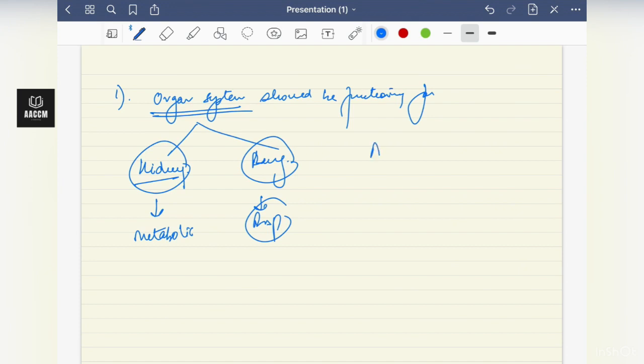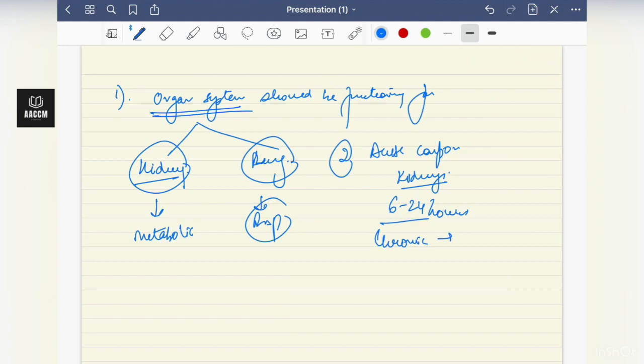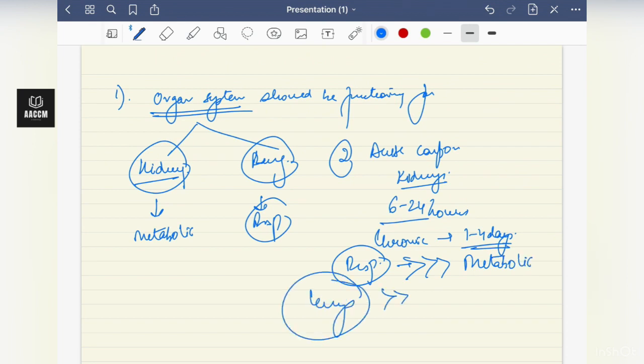Okay, coming to the second point, the acute compensation by the kidneys occurs faster, that is, it takes 6 to 24 hours, while the chronic compensation by the kidneys takes days, that is 1 to 4 days. On the contrary, the respiratory compensation is much faster than your metabolic compensation. So any compensation occurring through the lungs is much faster than the kidneys. Okay, so first was the organ system should function properly. The second is the compensation hours.